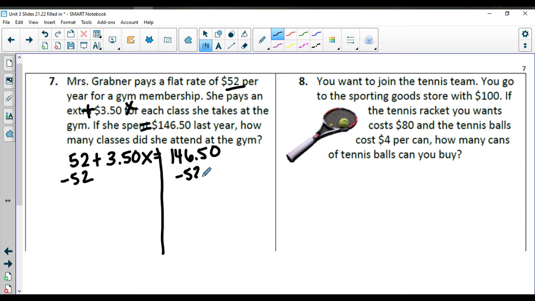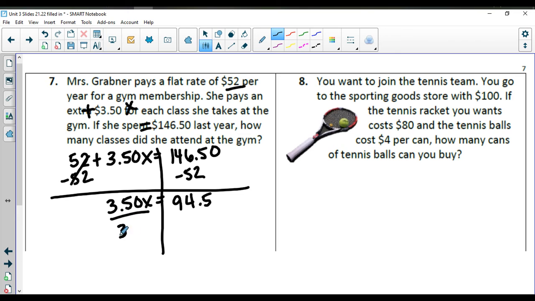Subtract away that $52 then, that's the initial fee. And we have 3.50X is equal to 146.50 minus 52, which will give us 94.5. And I'm going to divide by 3.50. And X then is equal to 27. And X represents how many classes that I took. So 27 classes.